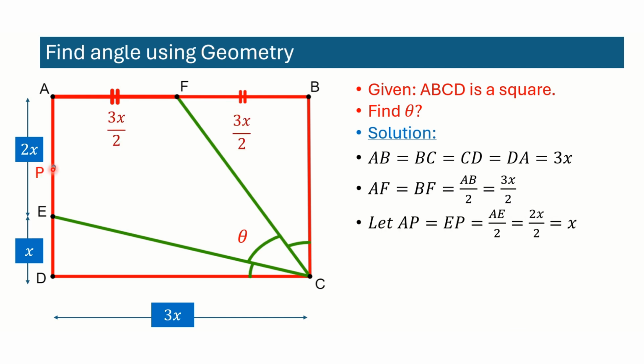Now let us consider a point P on side AD such that this point P is the midpoint of AE. That is, AP is equal to EP. And if this is a midpoint, then each is equal to AE by 2. So this means this is x and this is also equal to x.